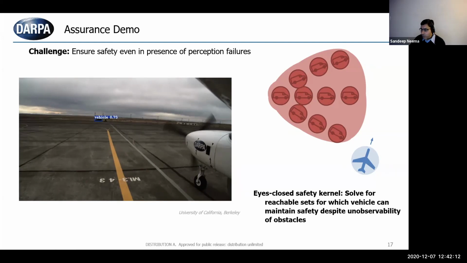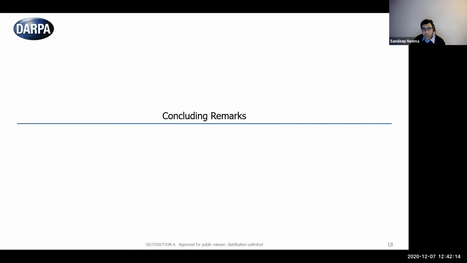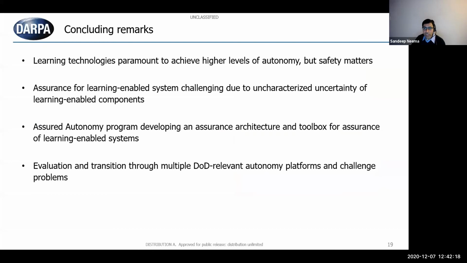demonstration. Okay, I think I'm running slightly over time, so let me stop here with this set of concluding remarks and leave time for questions.